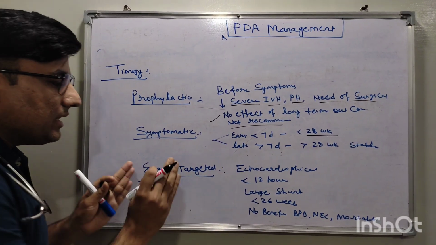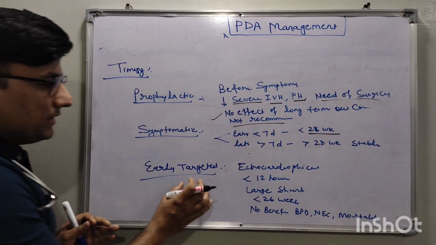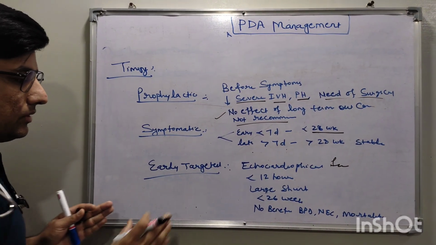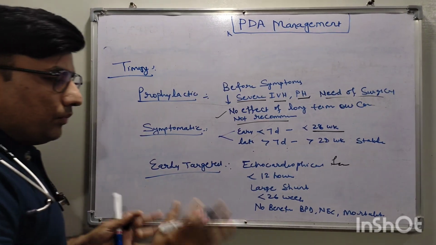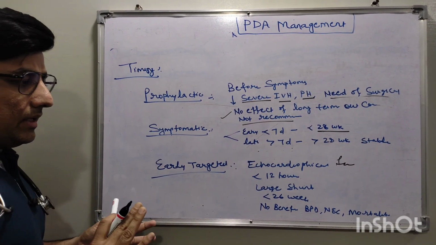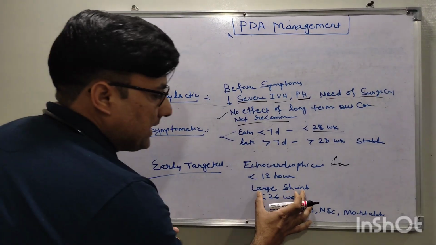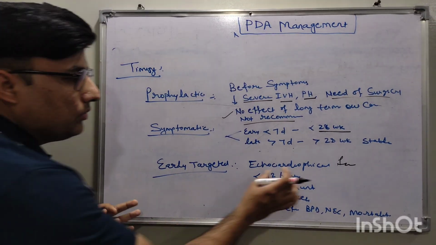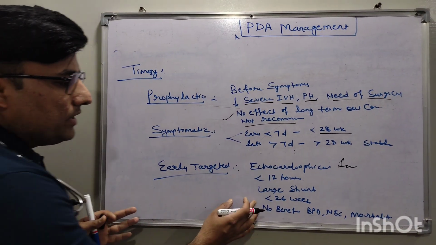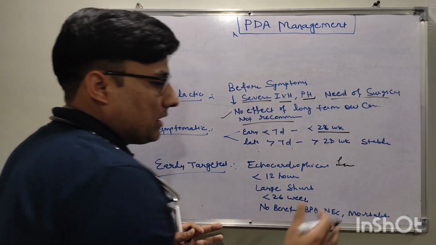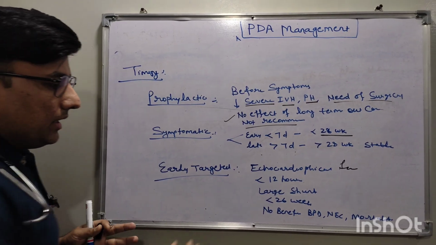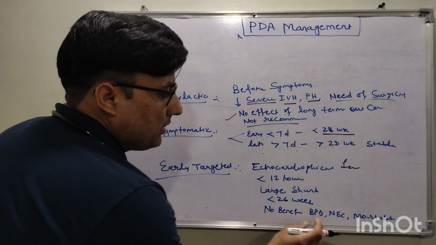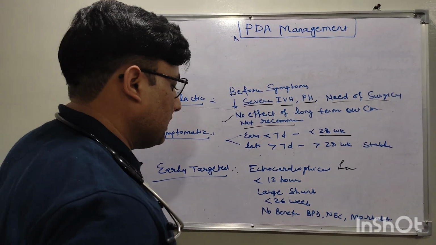The third approach is the early targeted approach of PDA closure. This is based on echocardiographic features. We have to do echocardiography soon after birth, and within 12 hours we have to decide what the size of the shunt is. If the shunt is large and a hemodynamically significant PDA is there according to the echocardiographic features, and babies are extreme preterm, less than 26 weeks, with respiratory support dependency, in these babies we can use this early targeted approach. But this approach also has no benefit on BPD, NEC or mortality.